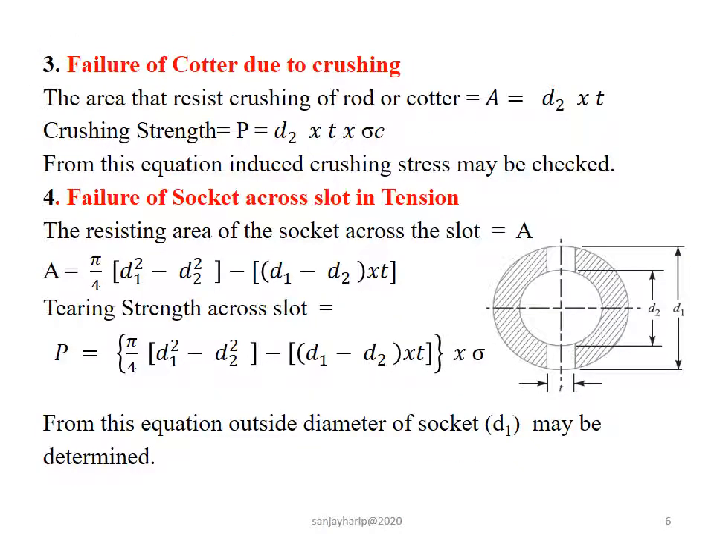Now, we will check the failure of cotter due to crushing. We know that the area that resists crushing of the rod is D2 into t. So, we can check the crushing stress induced in cotter socket. Now, we have to check the socket for tension failure. The weakest portion is shown in the figure. First, calculate the resisting area of the socket across slot. Then check the tearing strength across slot. From this equation, outside diameter of socket may be determined.